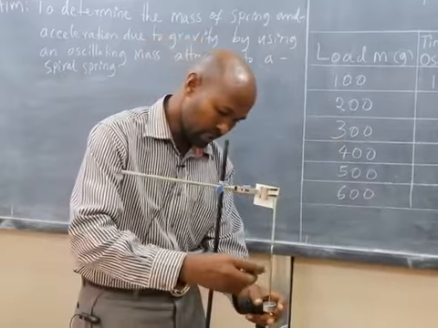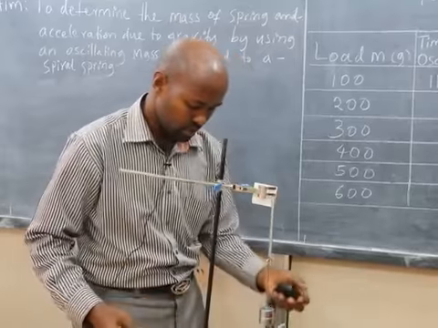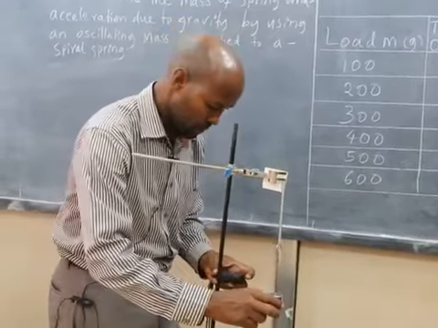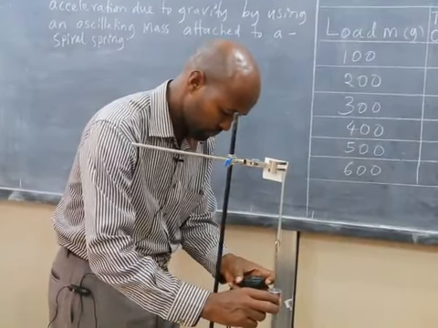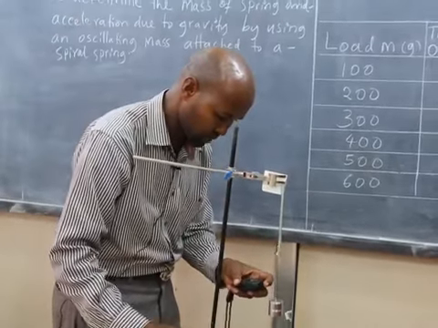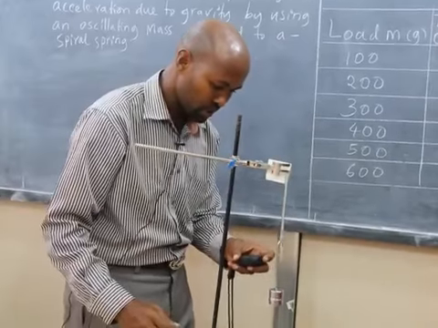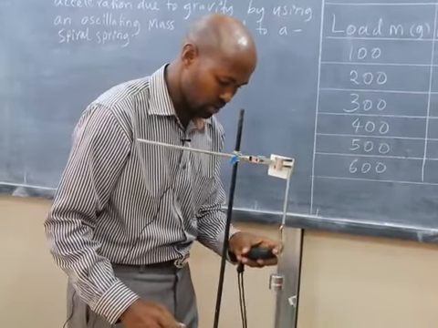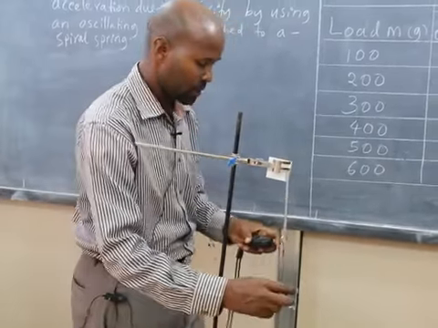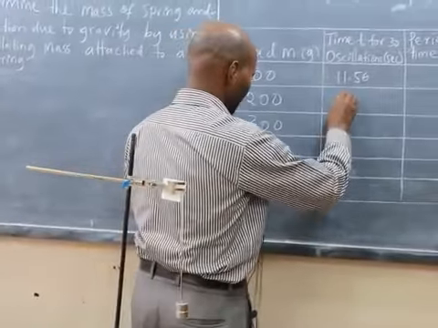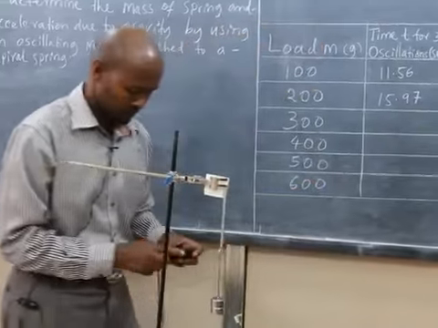Now let us see the time when the mass is 200 grams. Let us see the time taken for vertical oscillation, just small amplitude. Counting 1, 2, 3, up to 30. According to my stopwatch, the time is 15.97 seconds.